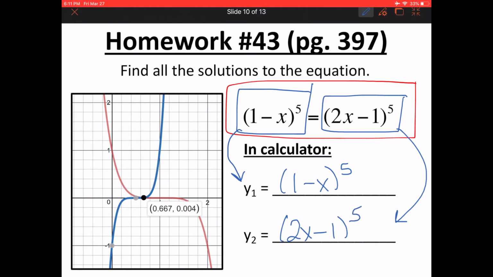And then when you graph them, you get this graph like I have over here on the left. Remember, you have to graph this yourself in the calculator. Otherwise, you're not going to be able to answer the question. Then we go to second trace, intersect. And once we have that, we see that our two curves intersect at this point, 0.667 and 0.004. So which part of that do we care about? Do we care about the 0.667 or the 0.004?